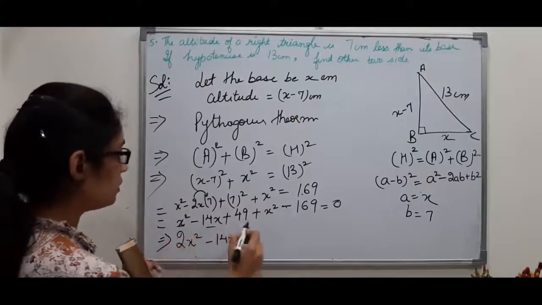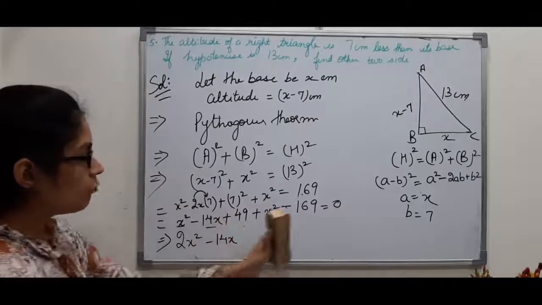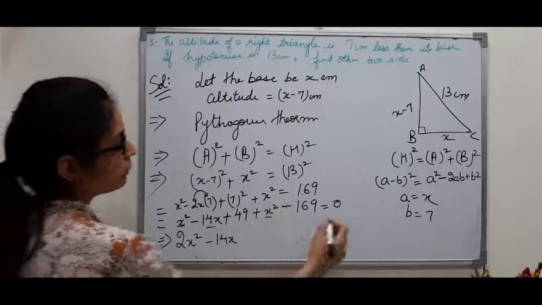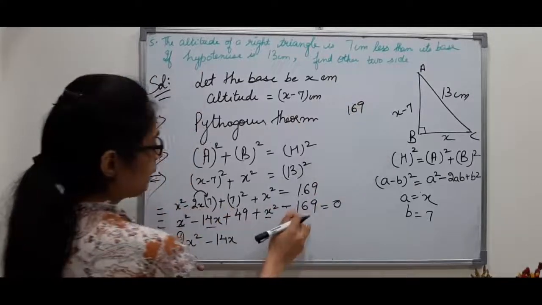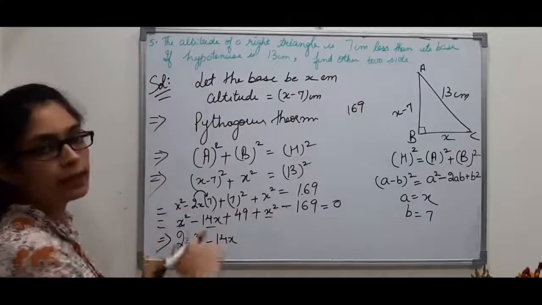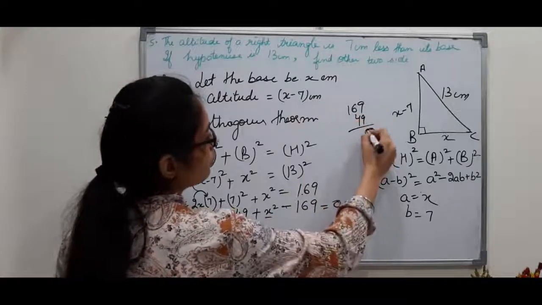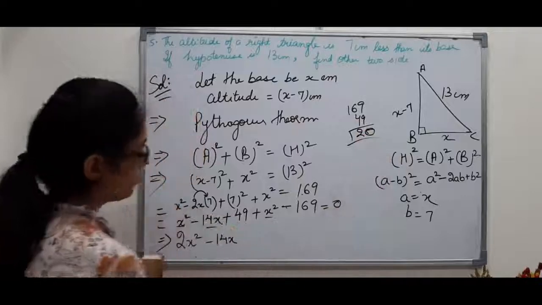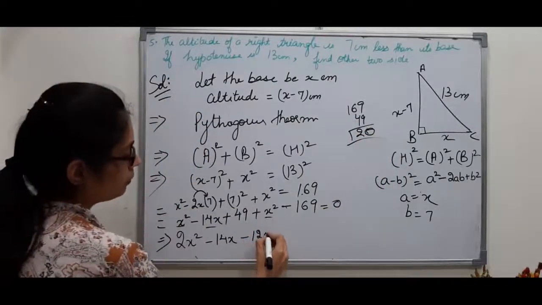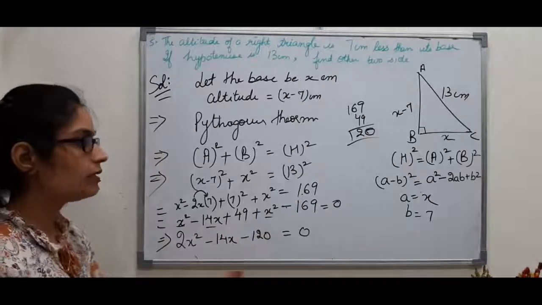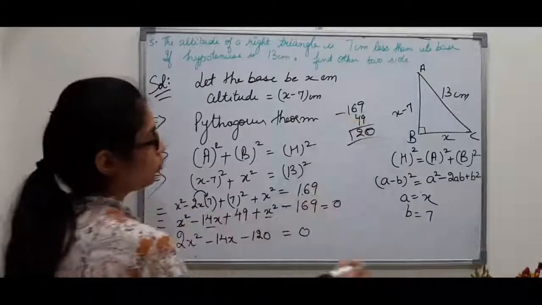So this is done, this is done, this is done. 169 and 49 both are like terms. So 169 is in minus, 49 is in plus. So plus minus is minus, which means we have to do subtraction. So it will be 120, with the minus sign, because plus minus takes the sign of the bigger number. 169 is bigger out of these two numbers.